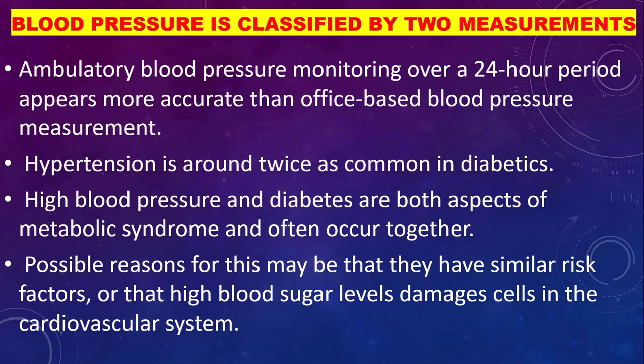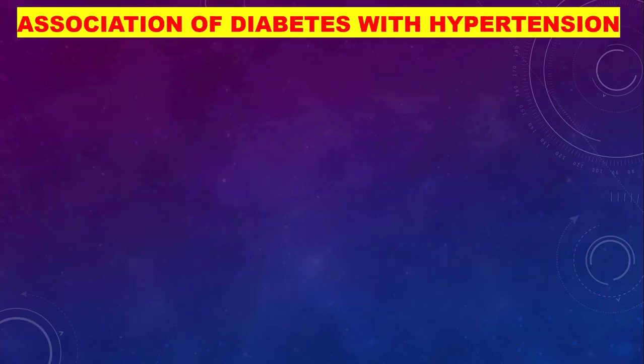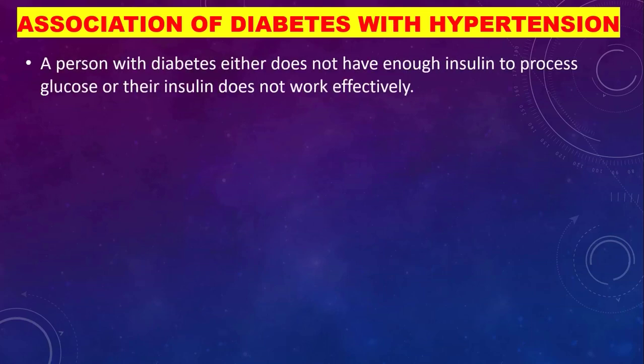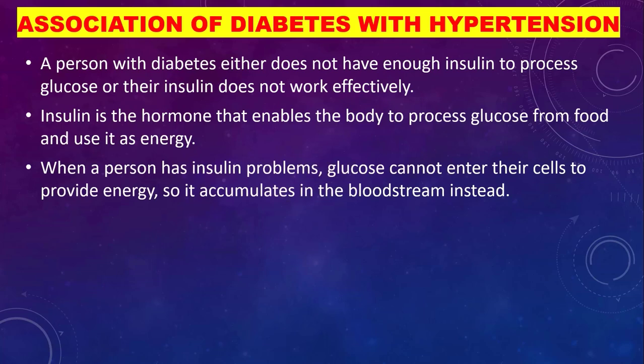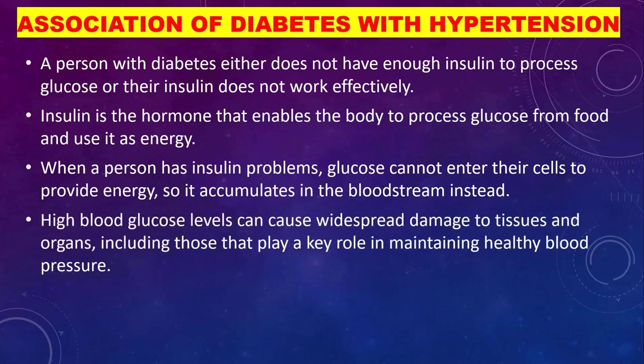A person with diabetes either does not have enough insulin to process glucose or their insulin does not work effectively. Insulin is a hormone that enables the body to process glucose from blood and use it as energy. When a person has an insulin problem, glucose cannot enter their cells to provide energy, so it accumulates in the bloodstream instead. High blood glucose levels can cause widespread damage to tissues and organs, including those that play a key role in maintaining healthy blood pressure. For example, damage to the blood vessels and kidneys can cause blood pressure to rise.